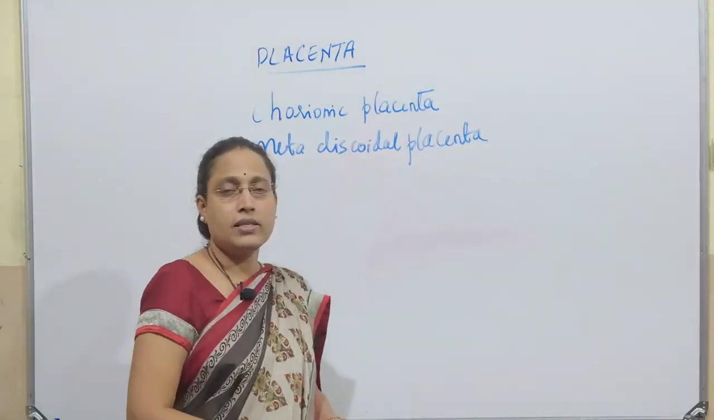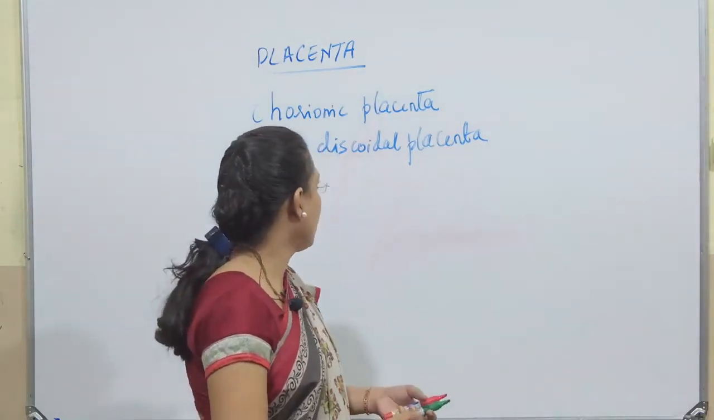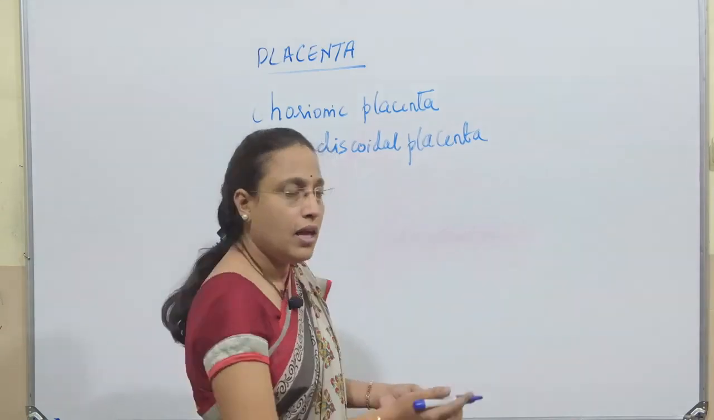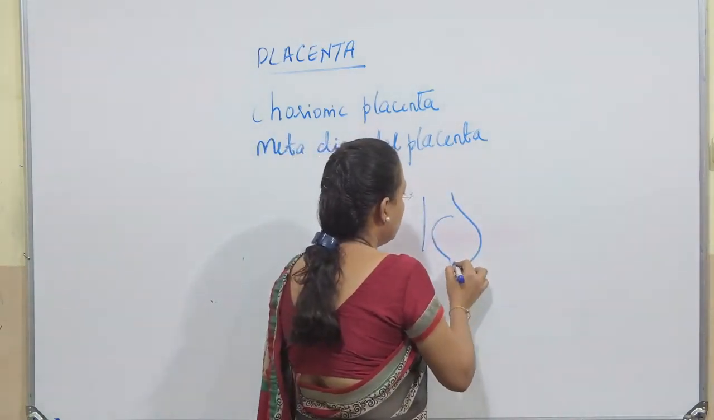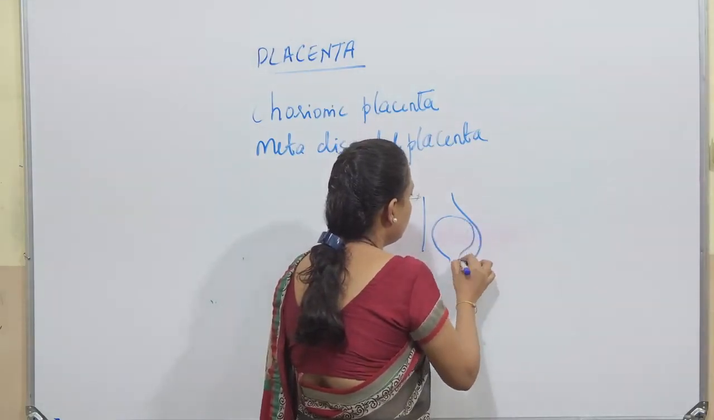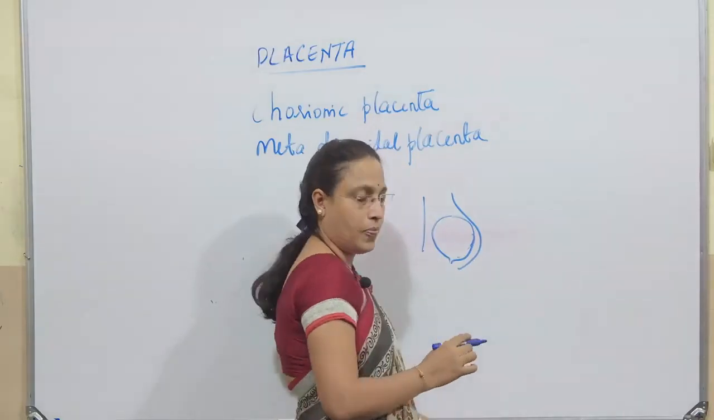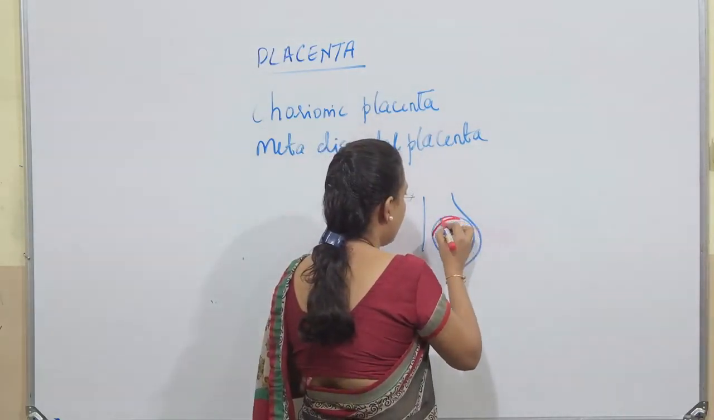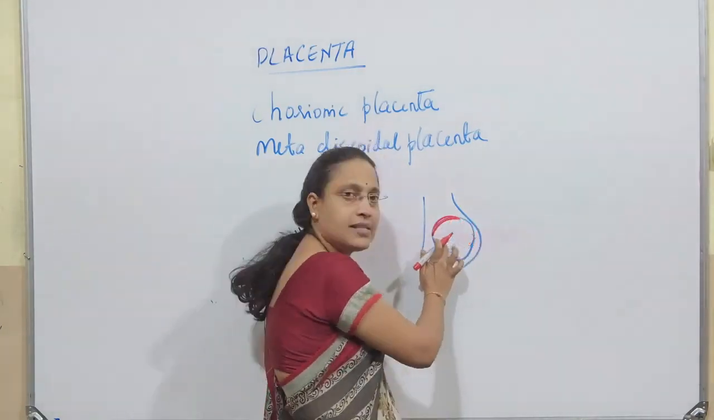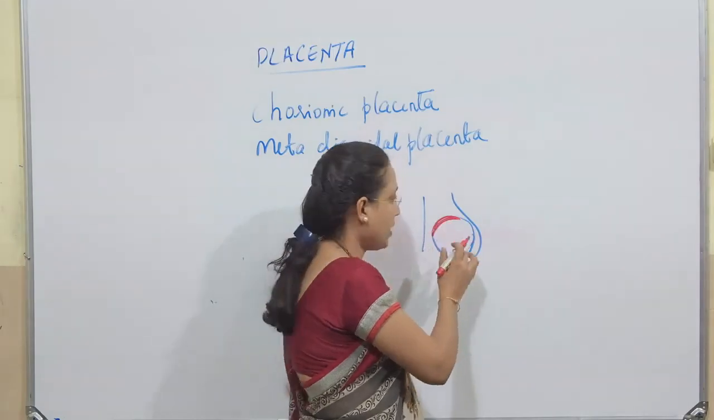Next is metadiscoidal placenta. This is the womb, and the placenta will be a disc-shaped area. It will not be present on all sides. It will be confined only to a disc-shaped area.